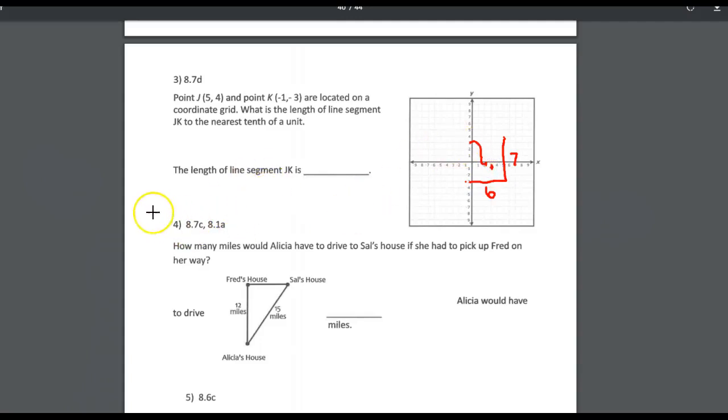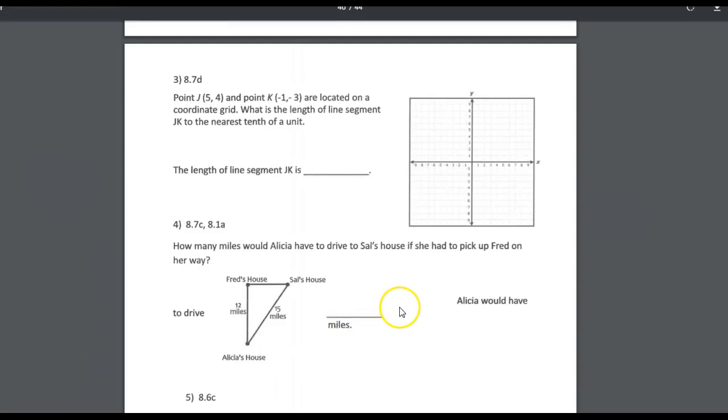But anyway, number 4. How many miles would Alicia have to travel to Sal's house if she had to pick up Fred on her way? So here's Alicia and she's going to go to Sal's house, but she's going to pick up Fred first. So we need to find out this side. So you have the hypotenuse and a leg. Find out this side, then you can add these together and see how long it takes her to travel there.